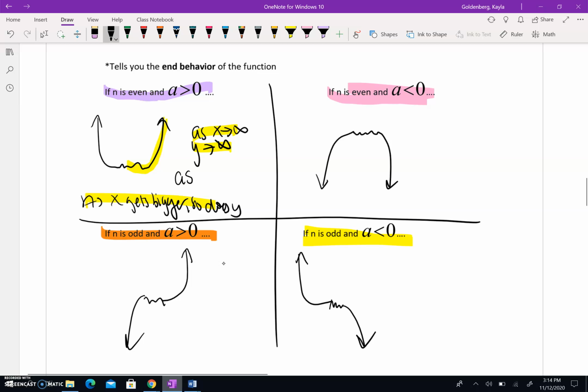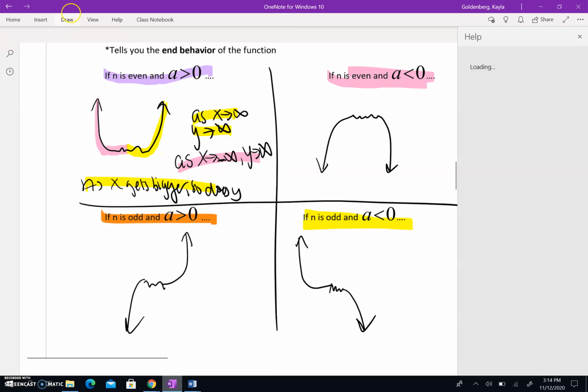The same thing happens as x gets smaller, excuse me. As x goes to negative infinity, y gets bigger, right? So that's this side. As x gets smaller, I'm plugging in more negative numbers. Notice my heights or my y values are getting bigger. Okay, so I'm going to write that out for the next couple.